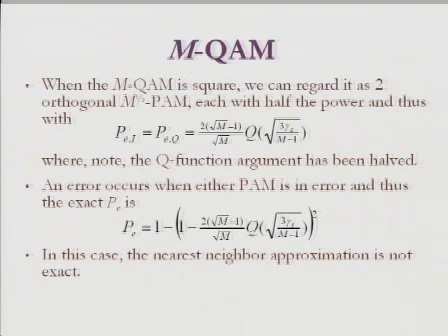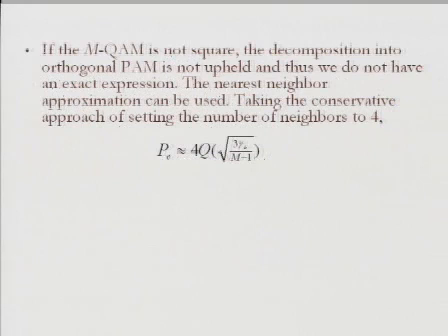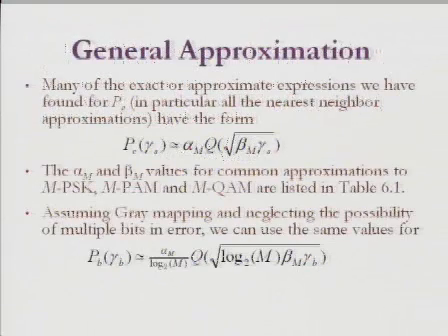And we can compare it against the different bounds and approximations, which in this case are not exact. So the nearest neighbor in this case is not exact, and it's less, so you can use this exact formula to calibrate the accuracy of the nearest neighbor approximation. If the QAM is not square, as I said, the decomposition into orthogonal PAMs does not hold, and so we do not have an exact expression. In that case, we have to use nearest neighbor and union bounds. All right? So with that, we're done with QAM. Questions?